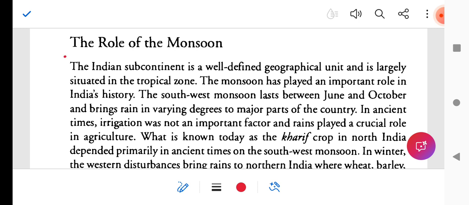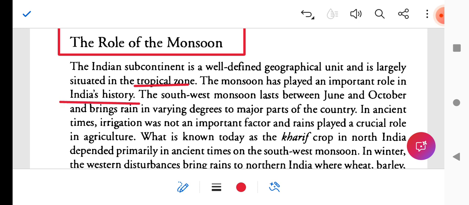The role of the monsoon. The Indian subcontinent is a well defined geographical unit and is largely situated in the tropical zone. The monsoon has played an important role in India's history. The southwest monsoon lasts between June and October and brings rain in varying degrees to major parts of the country. In ancient times, irrigation was not an important factor and rains played a crucial role in agriculture.